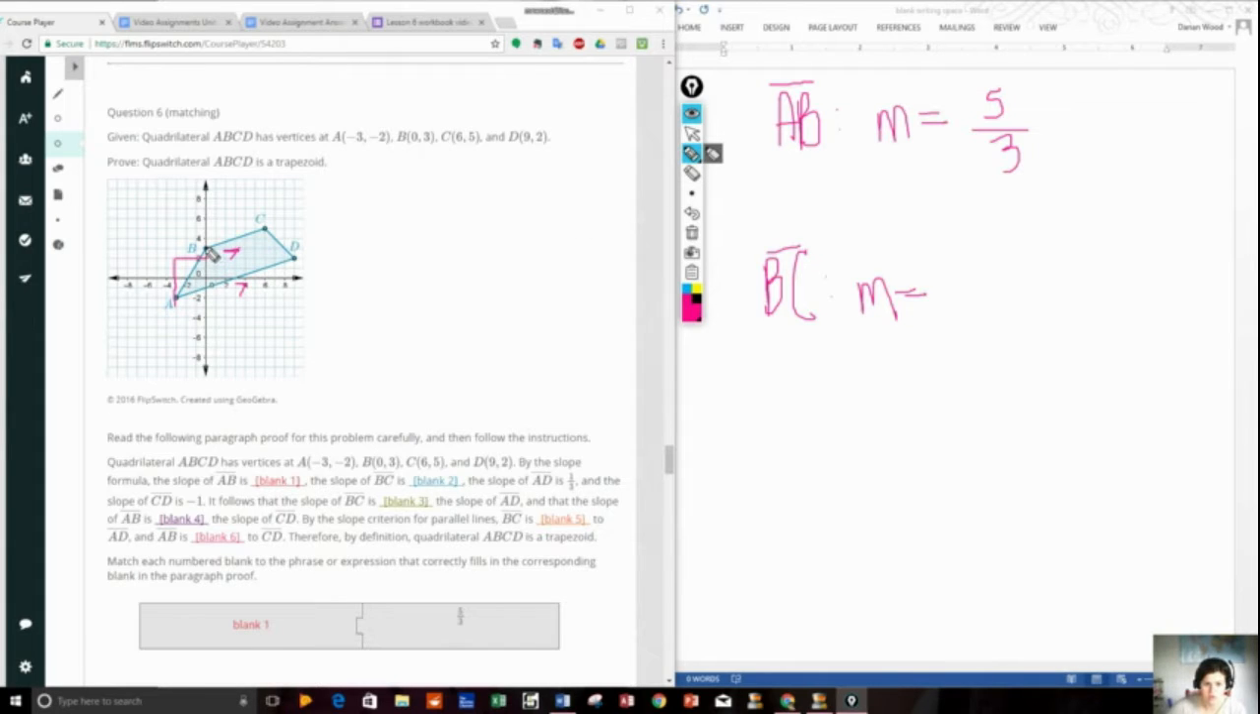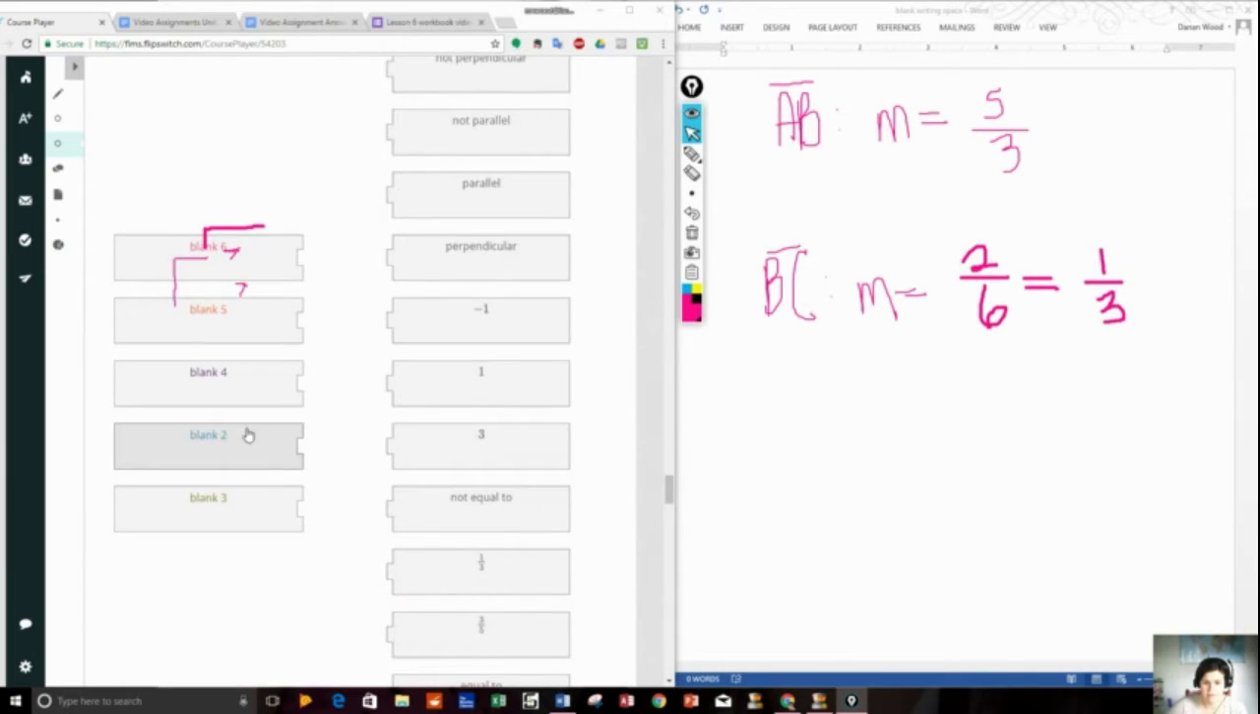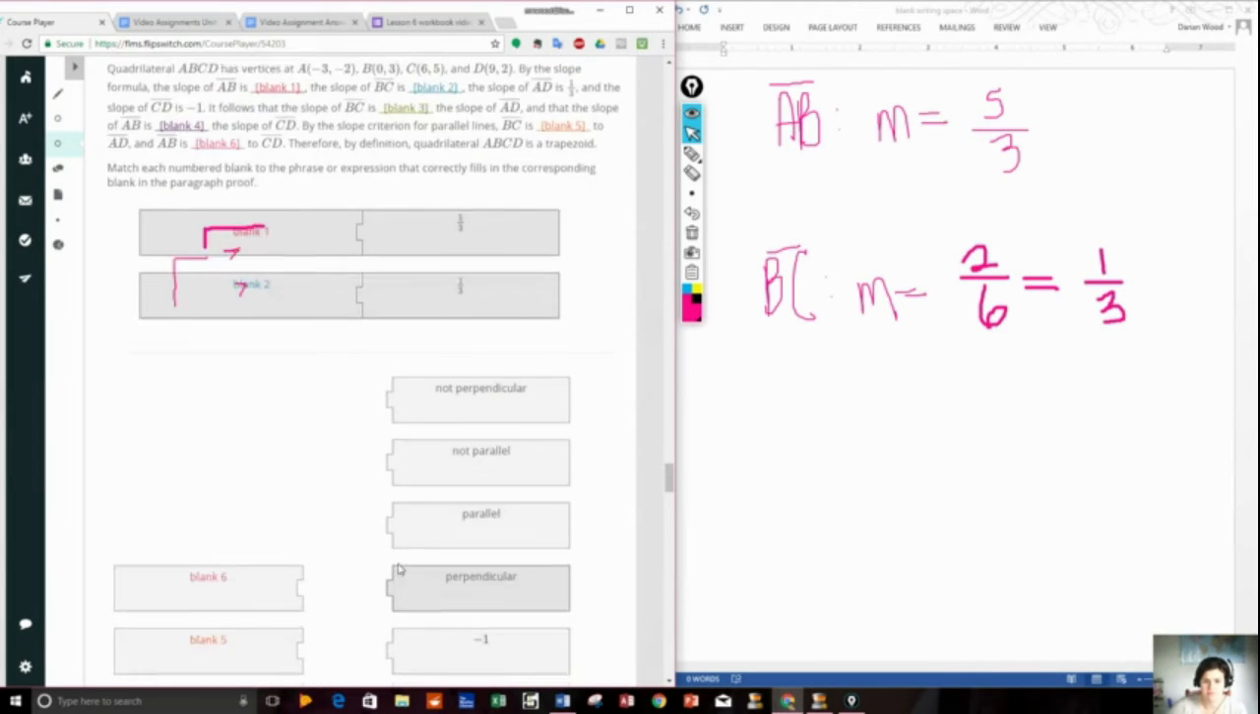Okay, so from B to C, our rise is 1, 2, and it's positive since we went up. And our run, or horizontal distance, is 1, 2, 3, 4, 5, 6. So 2 over 6, which does reduce down to 1/3. So let's look for blank 2 as 1/3 or 2/6. There is 1/3. Alright.